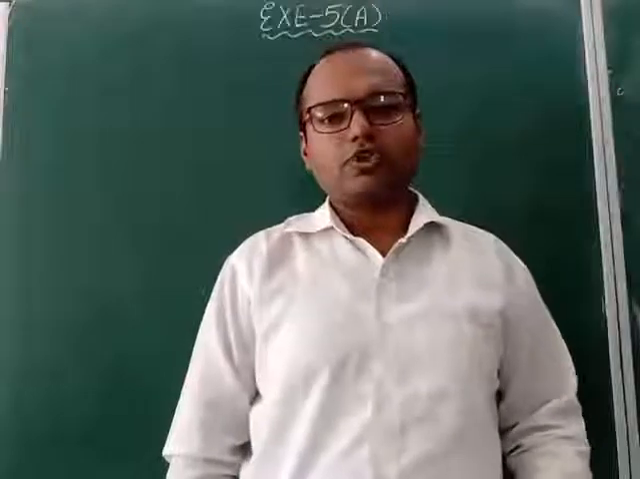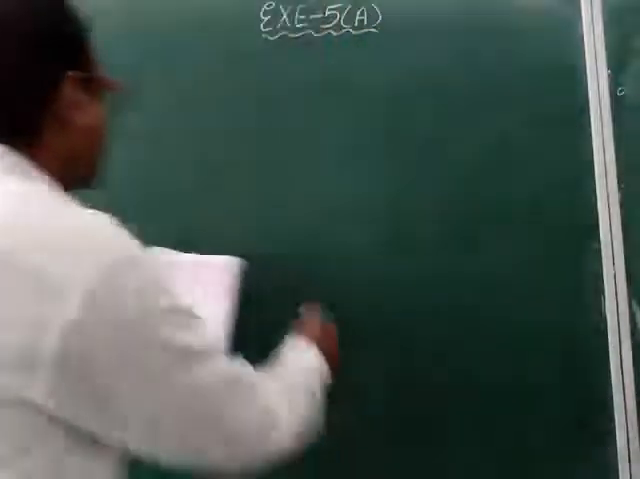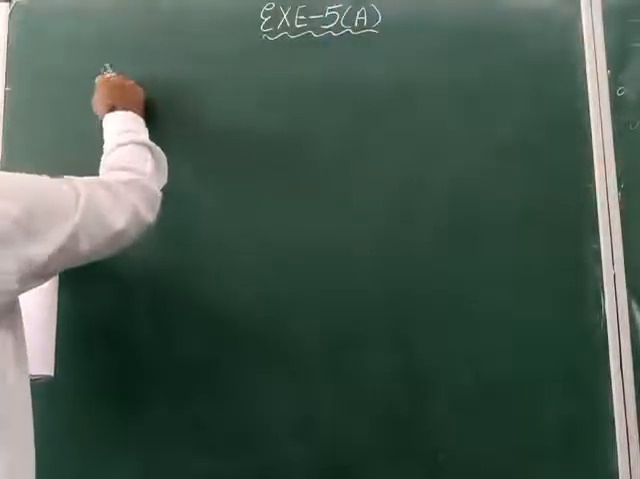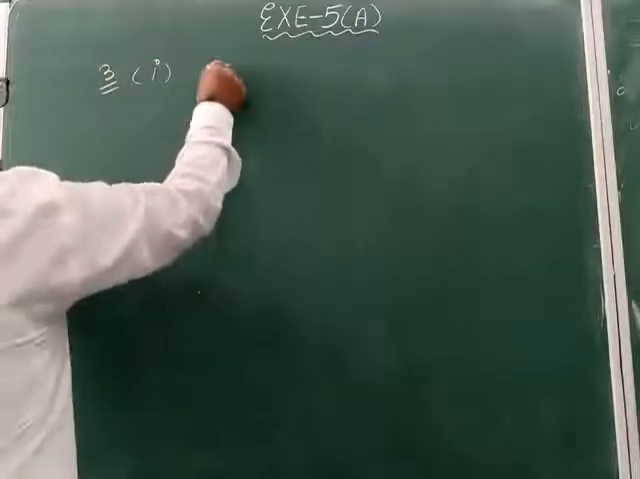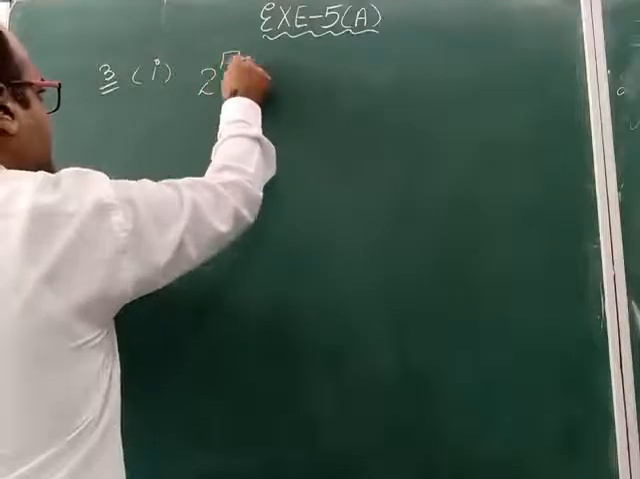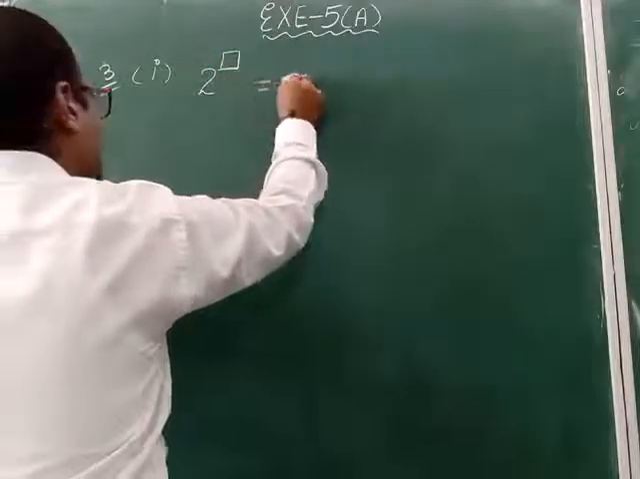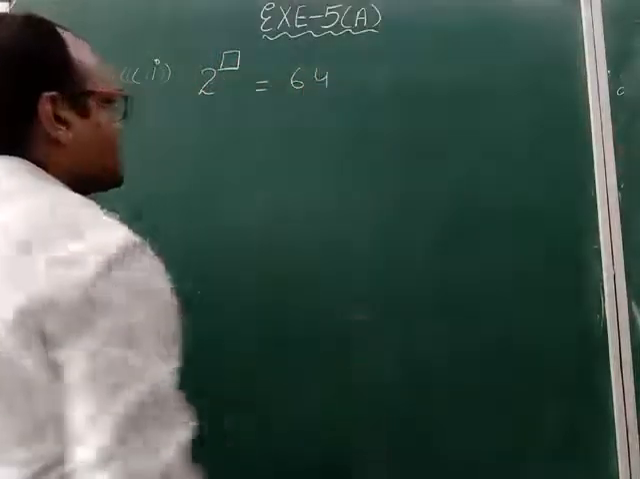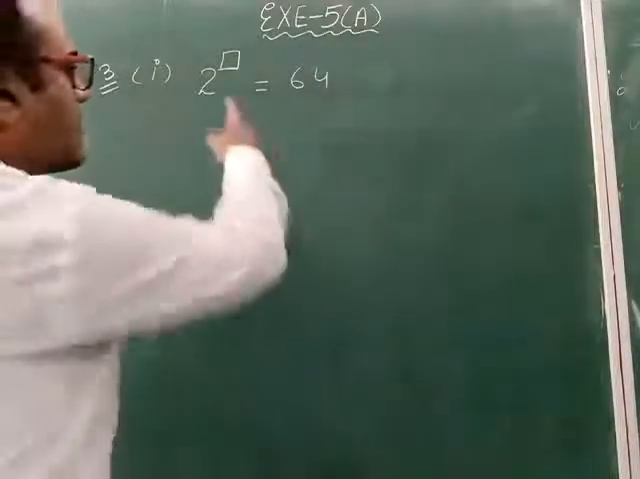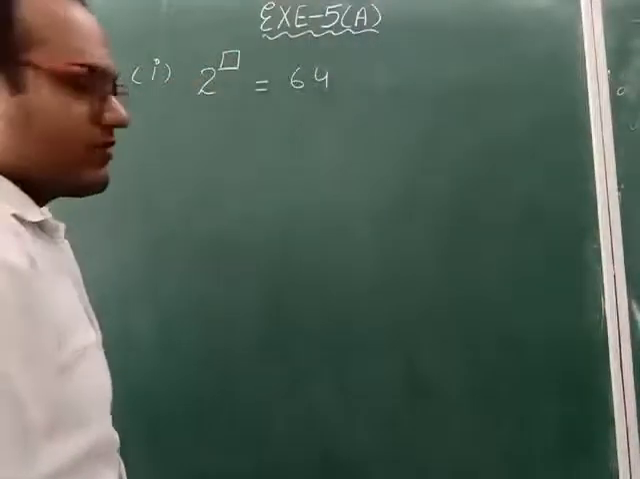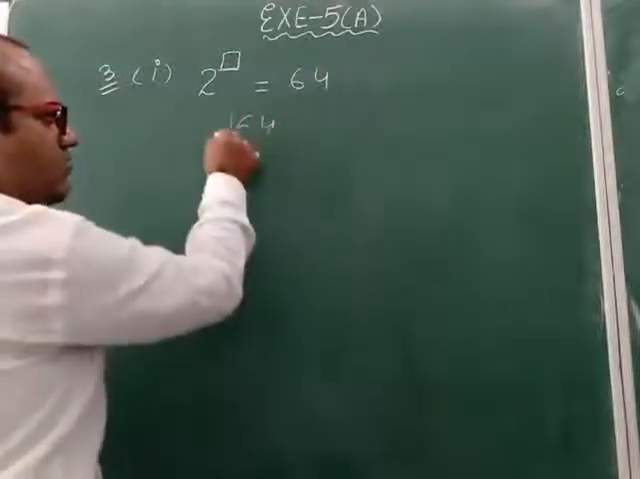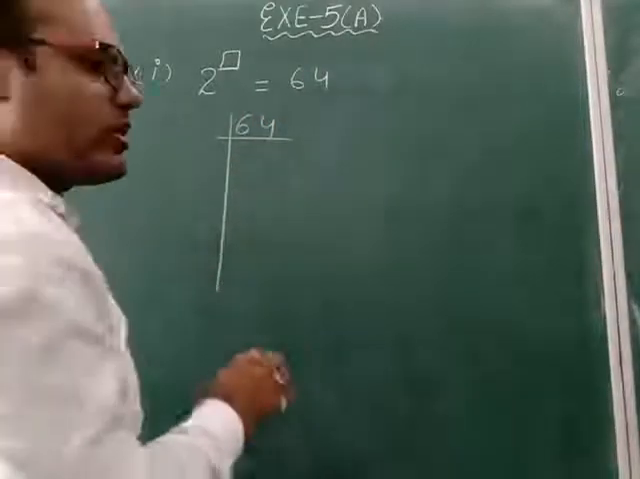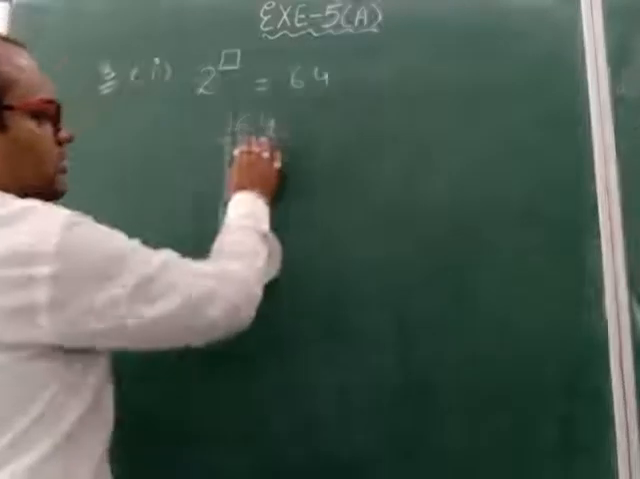Now all of you see question number 3. Third question, fill in the blanks. First part, 2 power dash equal to 64. So here we have to fill what will be the power. First of all we have to take the prime factors of 64. This is the fair work. You have to show it in the fair work only, no need to do it in rough.